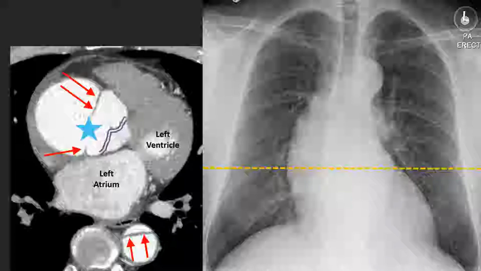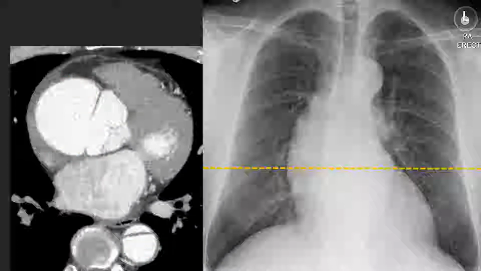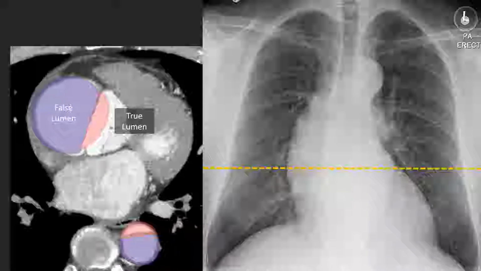At this level, it's also important to note if the dissection extends into the coronary arteries, which are not included in this study. Luckily for this patient, the dissection flap did not extend into the coronary arteries. We can again see how the flap divides the aorta into true and false lumens, and how the true lumen is continuous with the left ventricular outflow tract, is smaller in size, and is more medially oriented compared to the larger and more laterally located false lumen.